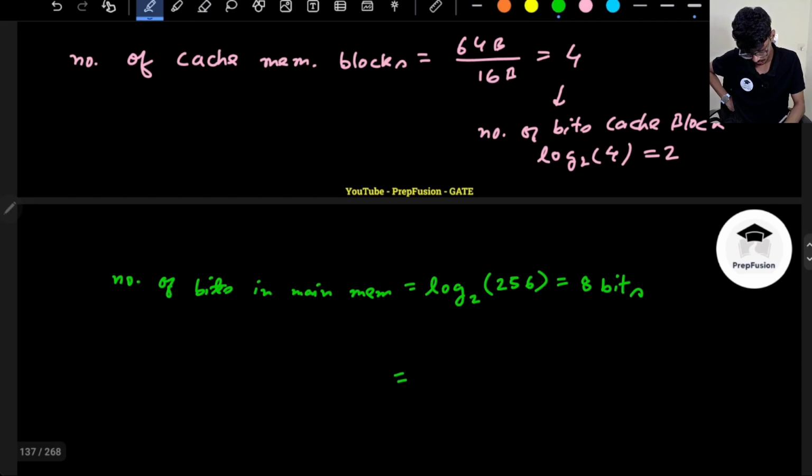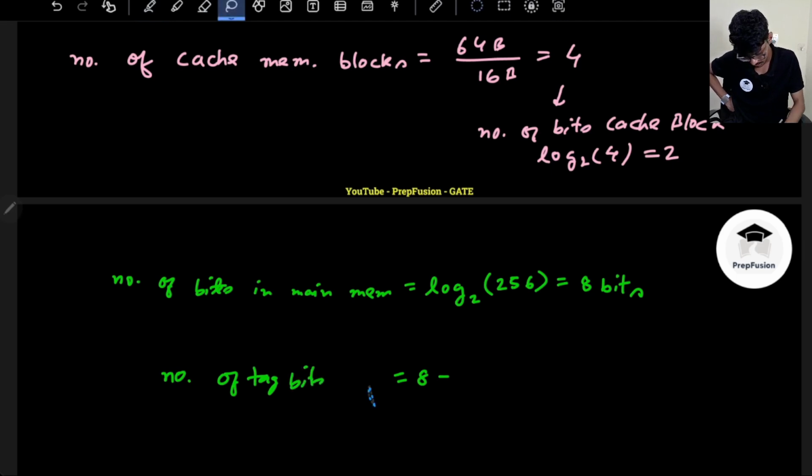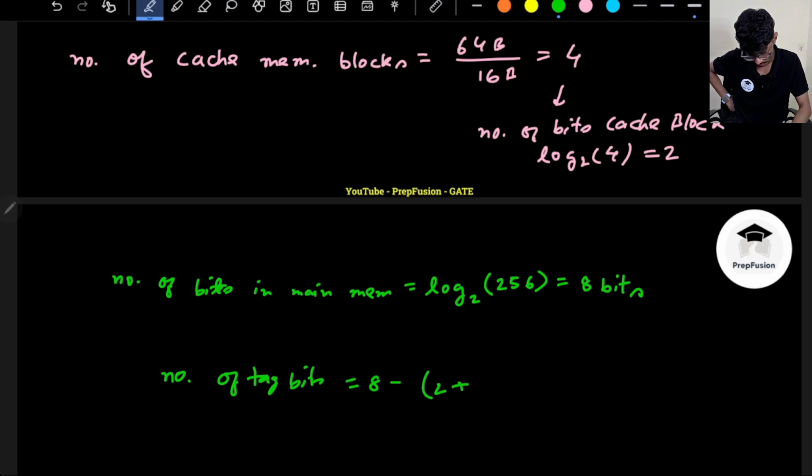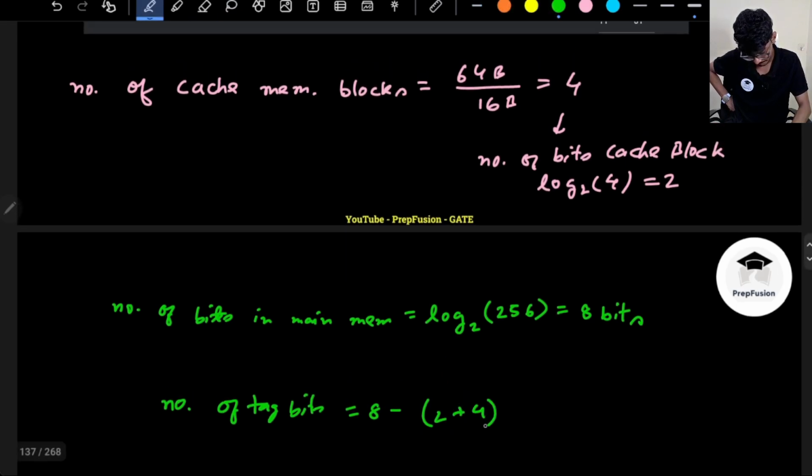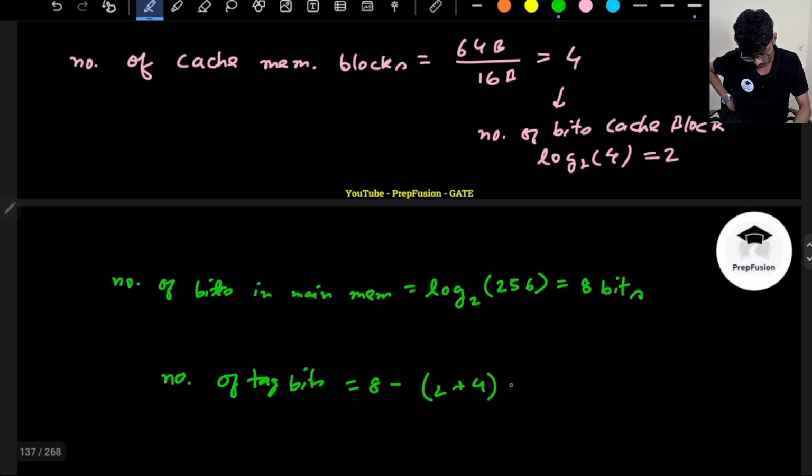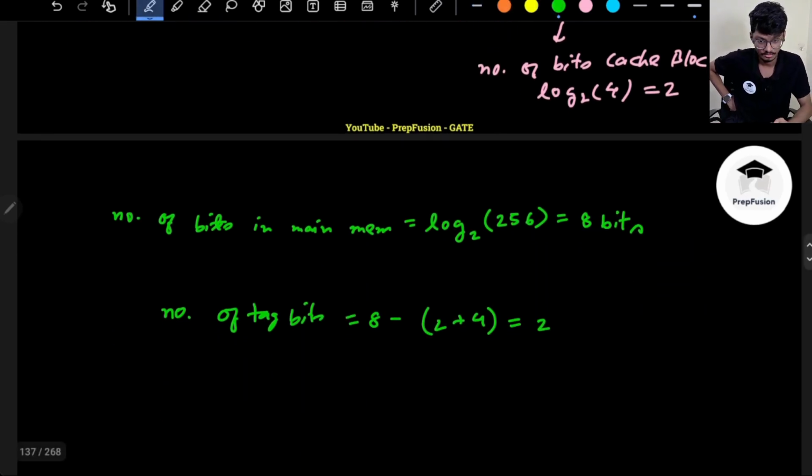Okay. Now I'm just finding out the number of tag bits. Tag bits will be 8 minus (2 plus 4). So 8 minus 2 plus 4 gives 2. 2 will be the answer, the number of tag bits.